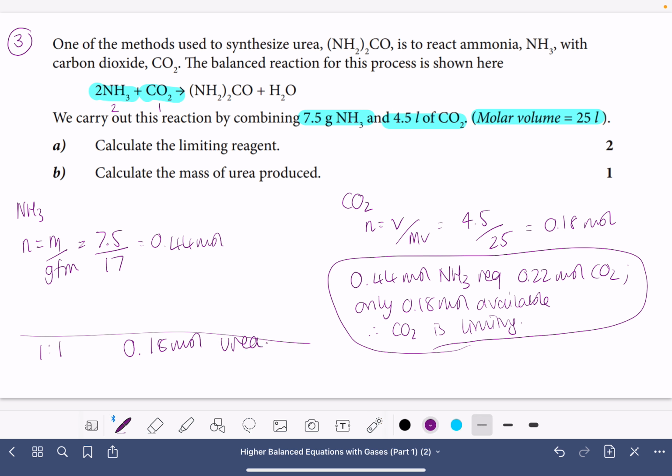Now, urea has a gram formula mass of 60. You could calculate that, but that's what it is. If I calculate this, then the mass would be the number of moles times the gram formula mass, which is 0.18 times 60, and that is 10.8 grams. So that would be our final answer for this question, 10.8 grams. We've worked out the mass of urea produced from our balanced equation.